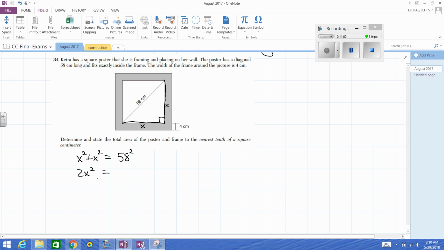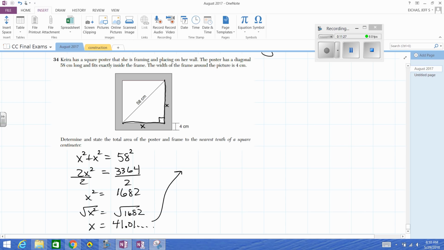So 2x squared equals 3364. Then we're going to divide by 2 to get x squared equals 1682. Now, I could take the square root of both sides. Square root of 1682 is not going to work out nicely. It's a little over 41. And let's make sure we don't round until the very end.